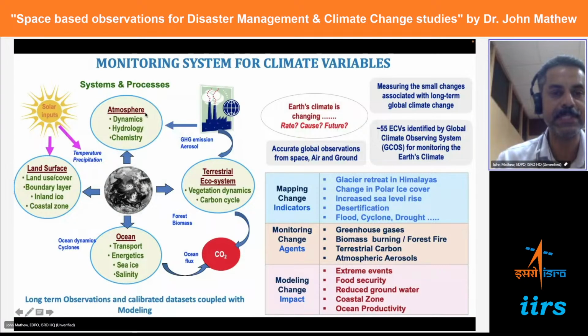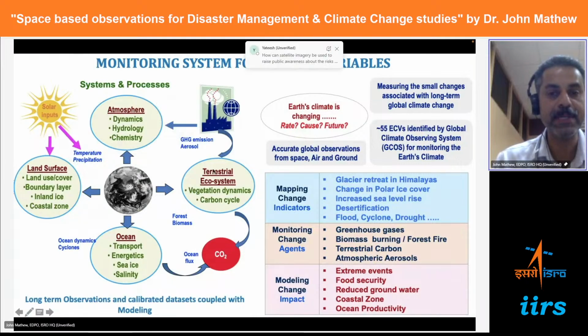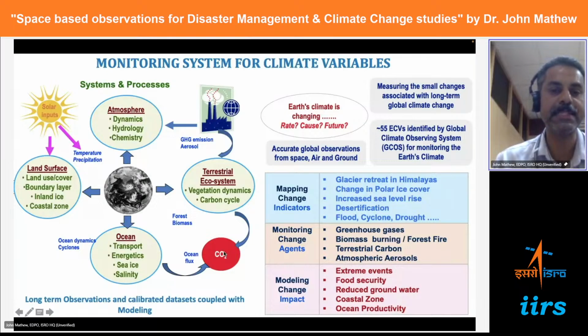It is an interactive system. You have atmosphere interacting with the land surface parameters. You have interaction between atmosphere and ocean. You have interaction between land and atmosphere, and there are also the influences from anthropogenic activities, like vehicular pollution, or even the use of vehicles, then industries, and all this release of carbon dioxide.